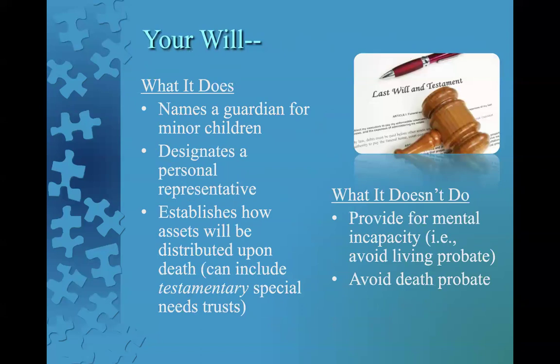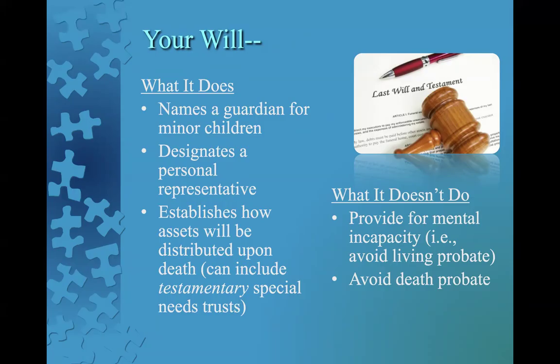So now let's talk about wills, what they do and what they don't do. So what a will does is, number one, it names a guardian for any minor children, or you can also designate your preference for successor guardians in the event something happens to you and you are the guardian of your child with special needs who may be an adult. It's the only place you can name a guardian in Wisconsin, is in a will.